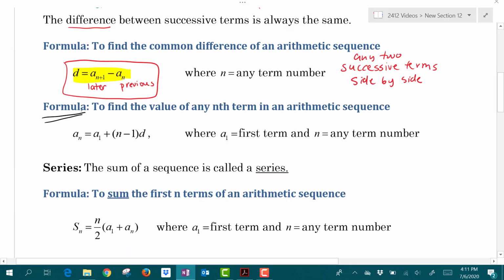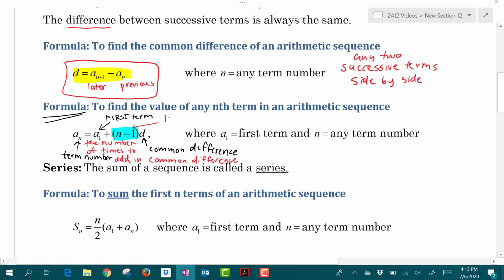Alright, so to find the value of any term in an arithmetic sequence, we're going to use what we call the nth term formula. N represents the term number that you want to find. A sub 1 represents the first term of the sequence. D represents the common difference. N minus 1 is the number of times you want to add in that common difference. And that value is always 1 less than the term number. So we're going to use this formula to find any term within the sequence that I want to find.